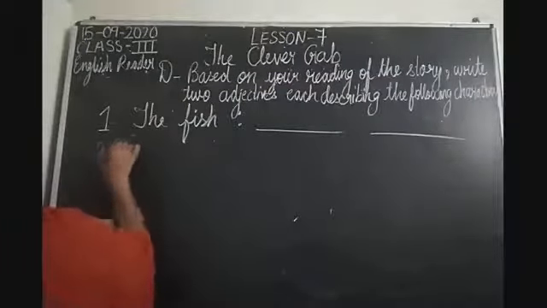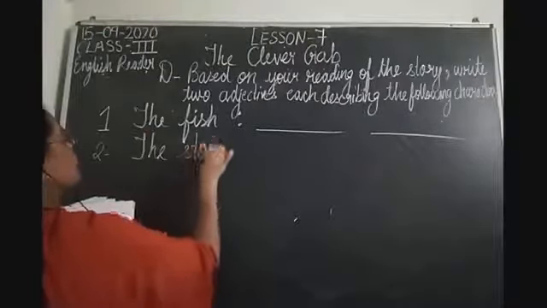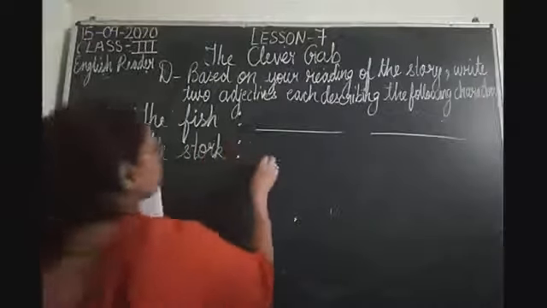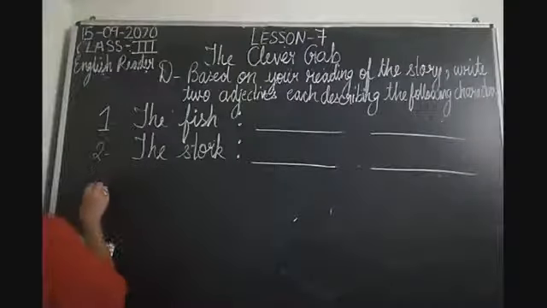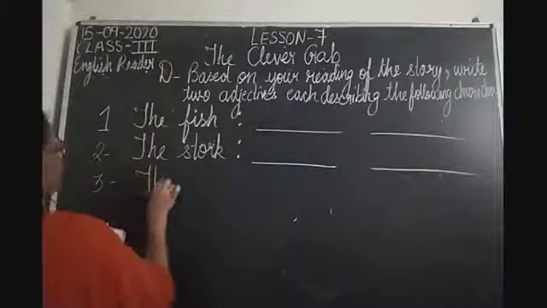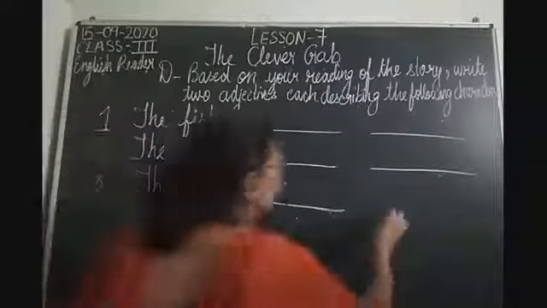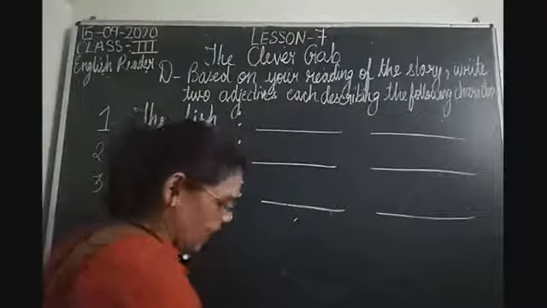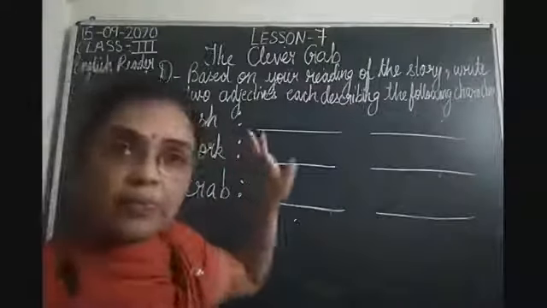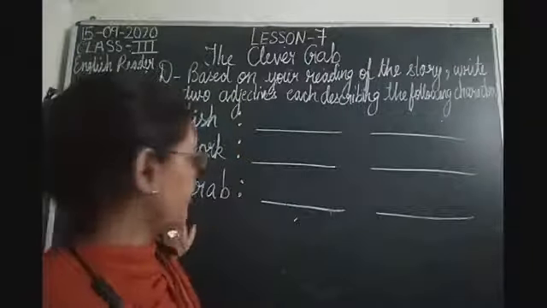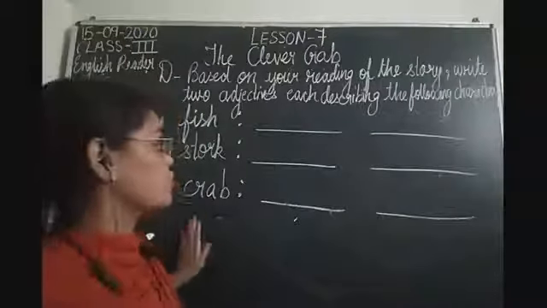Then the second character is the stork. Stork को describe करने के लिए हमको 2 adjectives लिखने हैं. And the third character is the crab. ये बेटा story के characters हैं. तीनों characters थे, fish, stork और crab. हमारी story The Clever Crab में कितने characters थे? Fish थी, then the stork and then the crab, 3 characters थे.